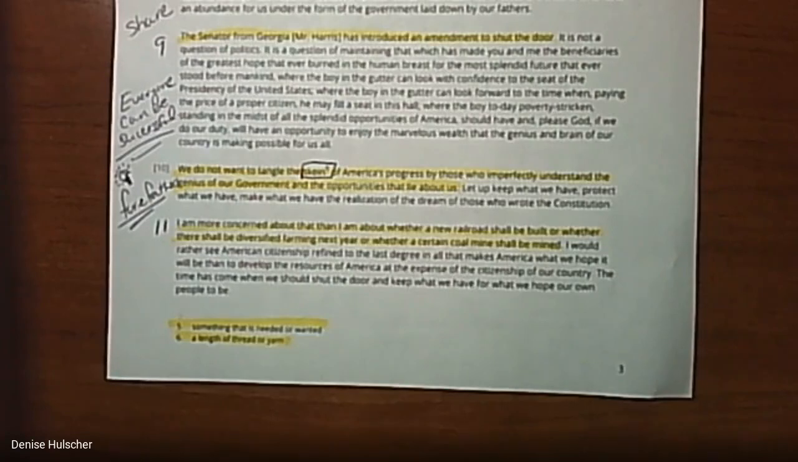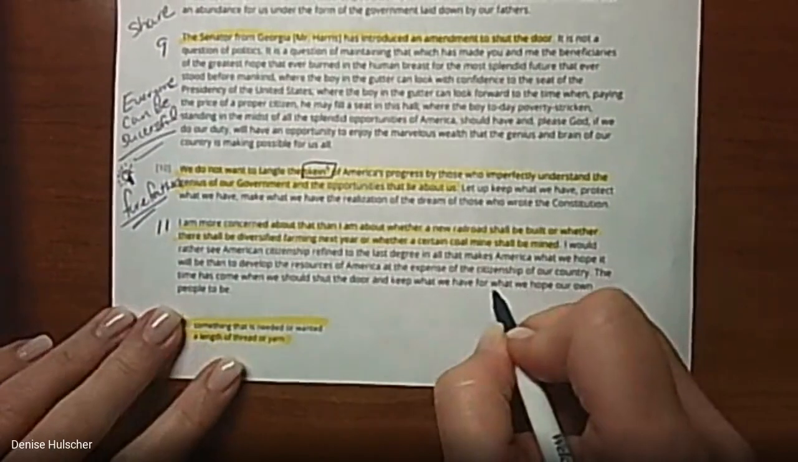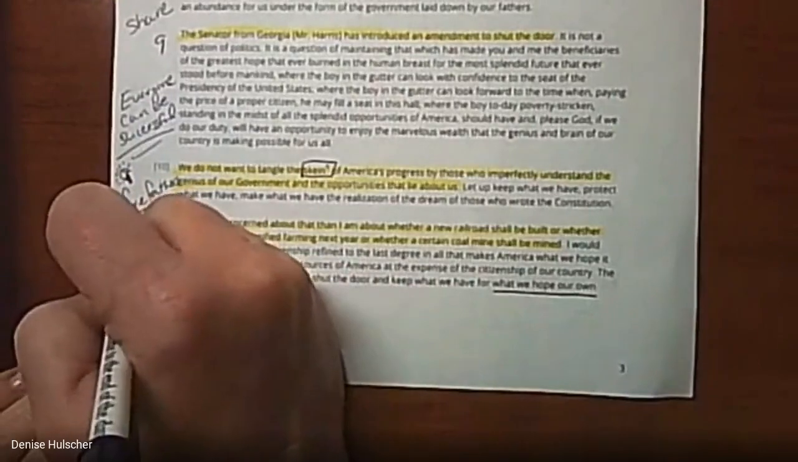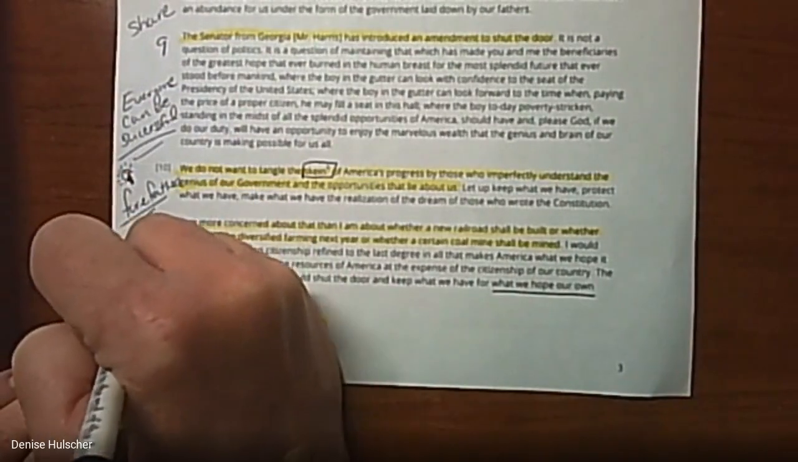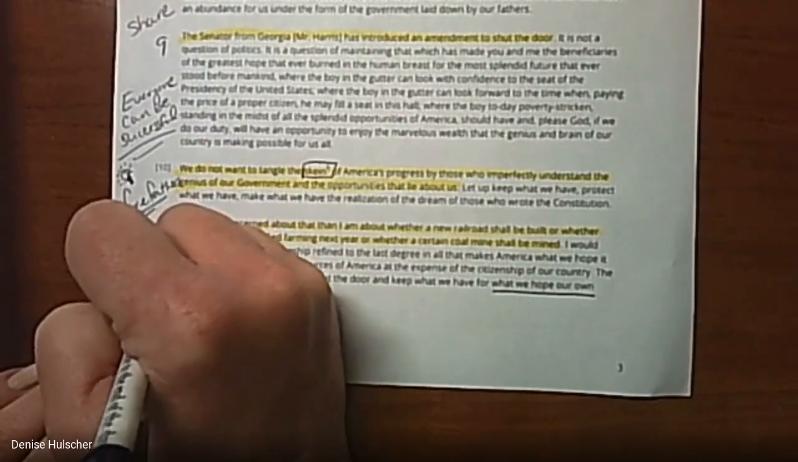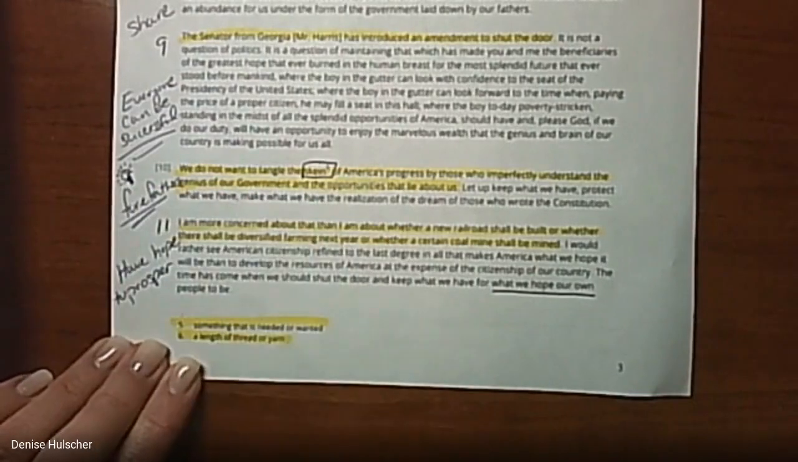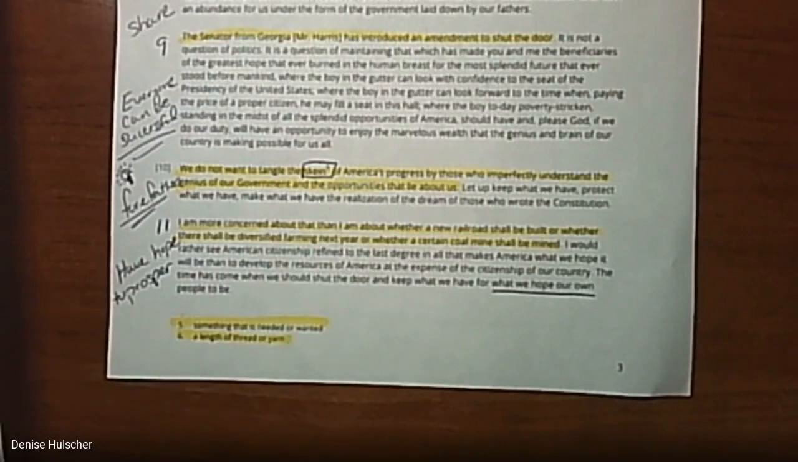So what is it that he's saying? What can we infer from that last one? He wants us all to do what? Right here. Have hope, to prosper. And he's saying that we can't do that if we let everybody keep coming in. Okay?